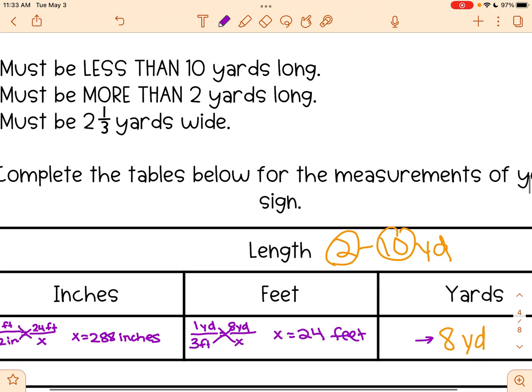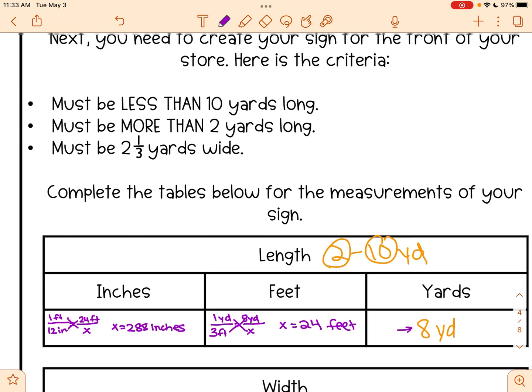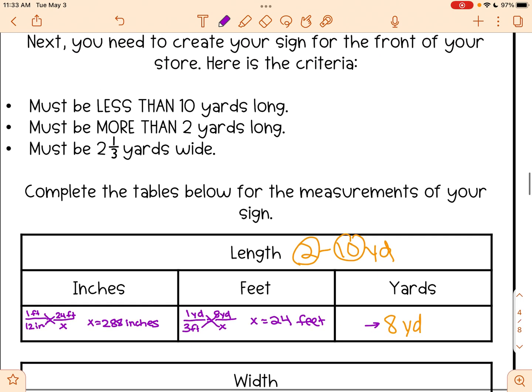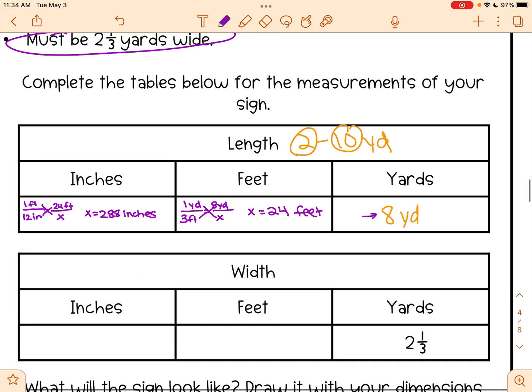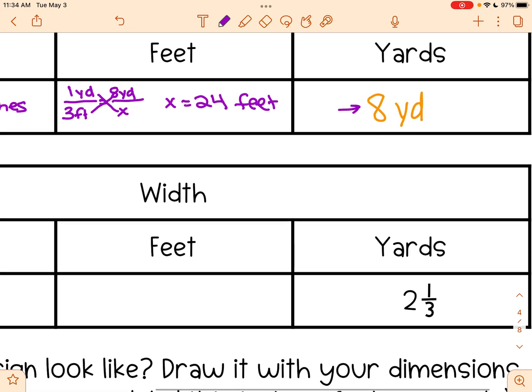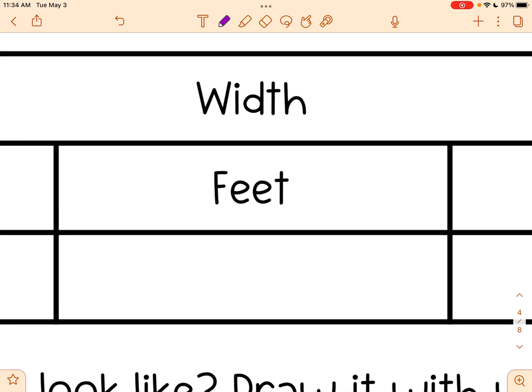Okay, so that's how we find the length. Your numbers might be a little different. That is okay. Then our third point, sorry, I'm struggling today, is saying that our sign must be 2 1/3 yards wide. So they already have that filled in for us, 2 1/3 yards. So we need to change that to feet.